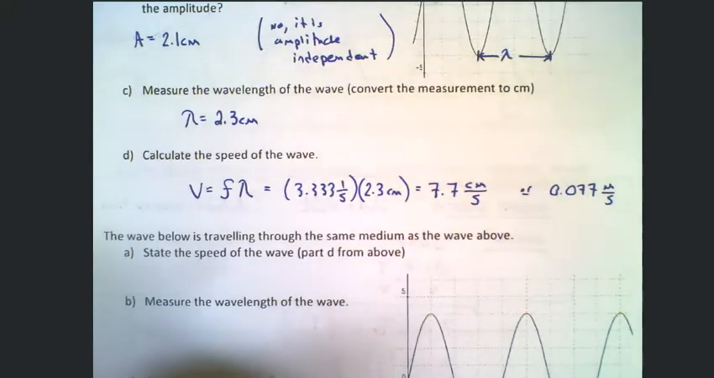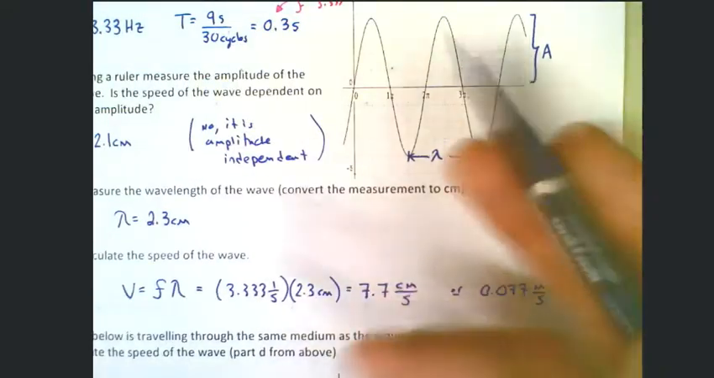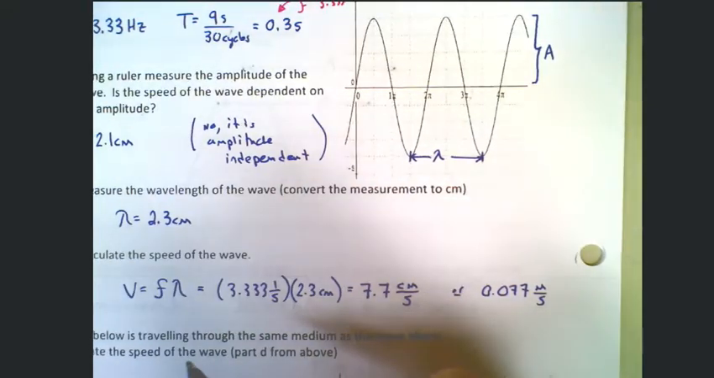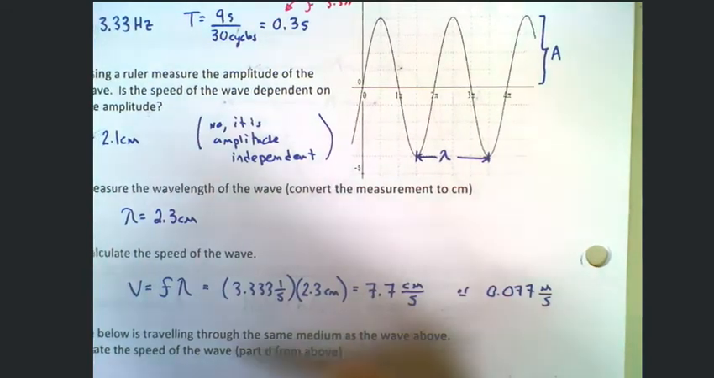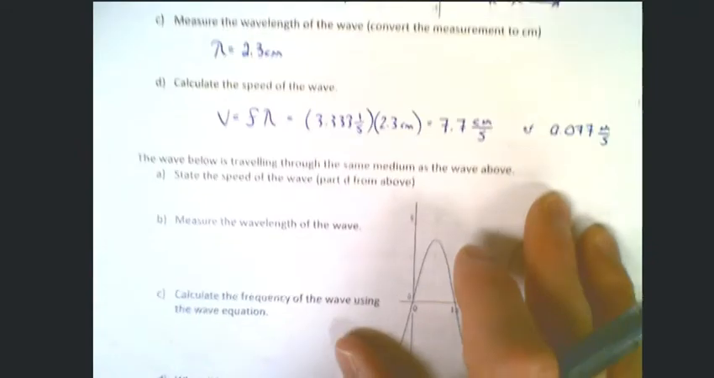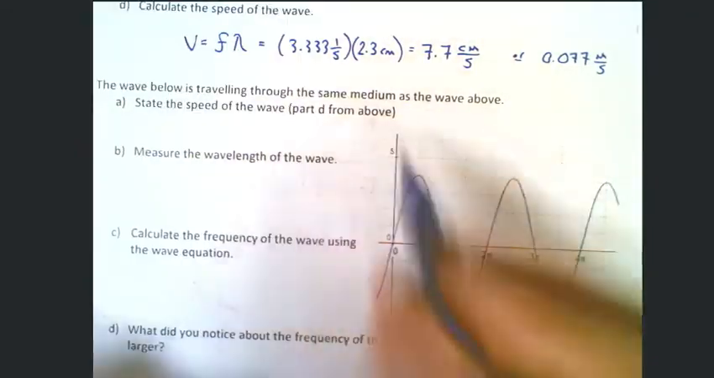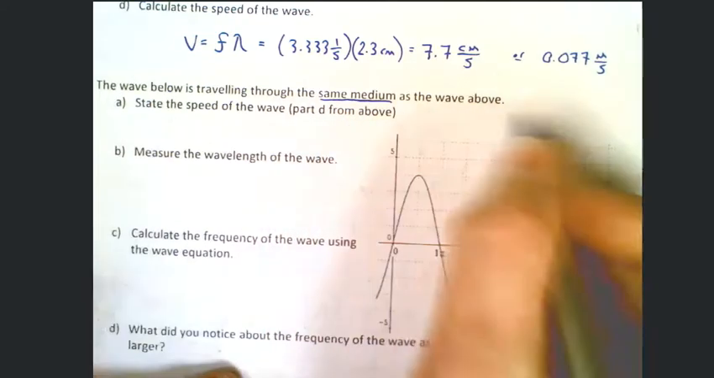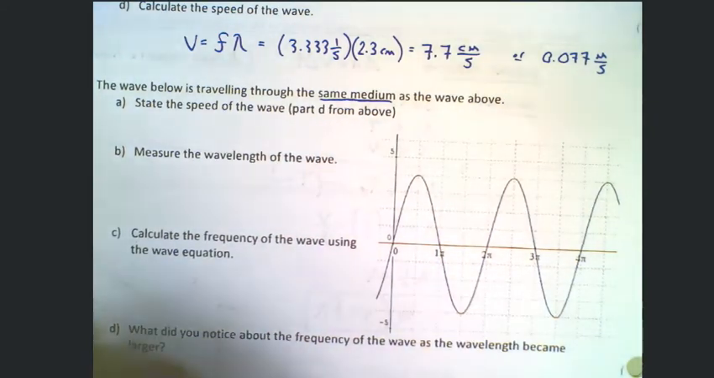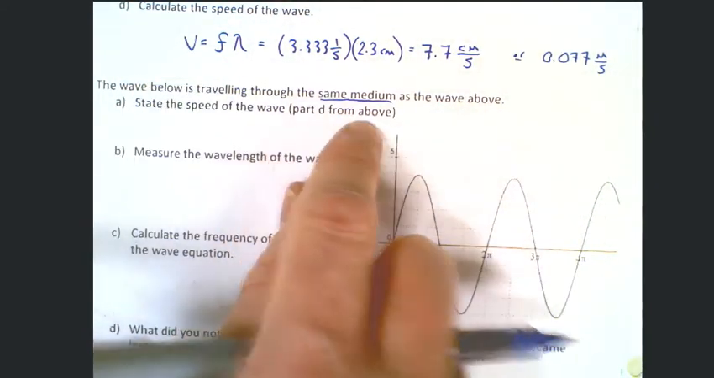So there you go. So you're able to calculate from a graph. If you have some information, you can actually figure out the speed at which these waves are going to be traveling. It's very straightforward. So let's try a different one here. The wave below is traveling through the same medium, oh interesting, as the wave above. State the speed of the wave. Well, I actually gave it away, part D from above.